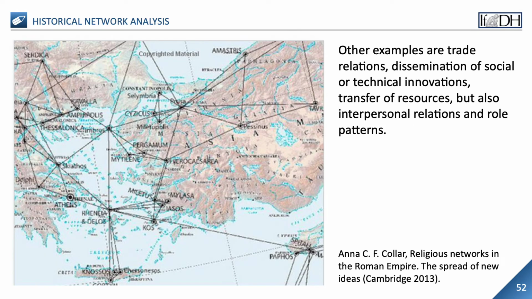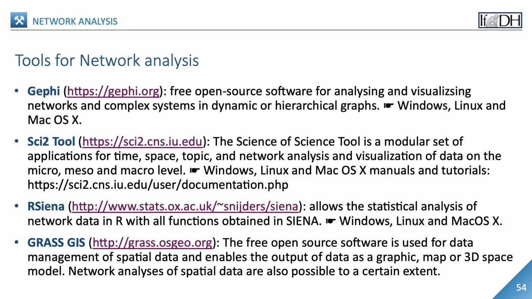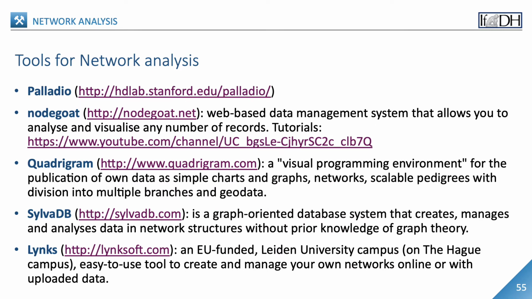Other examples are trade relations, diffusion of social or technical innovations, transfer of resources, but also interpersonal relations and role patterns. The possibilities and problems of historical analysis that result from network models are extensively discussed, since network analysis does not provide a uniform interpretation of the results. A number of useful tools with mathematical, statistical and imaging functions are available for the conceptualization, preparation and modeling of the data, which I have compiled here. And here are some more.